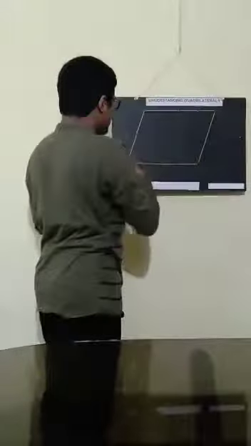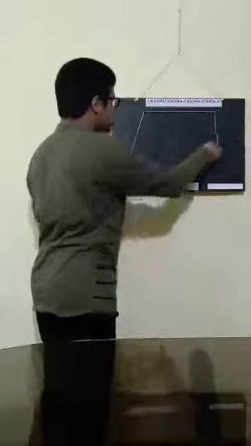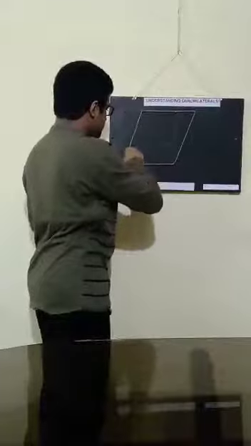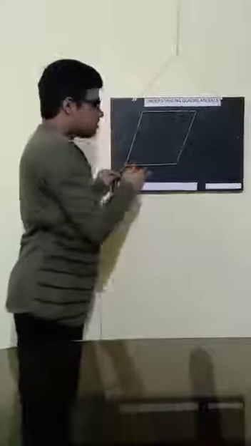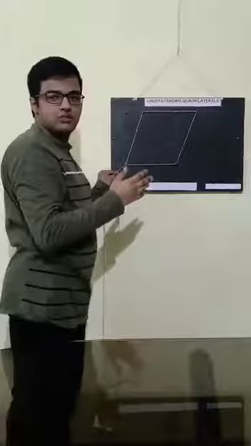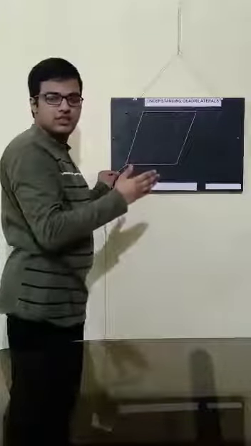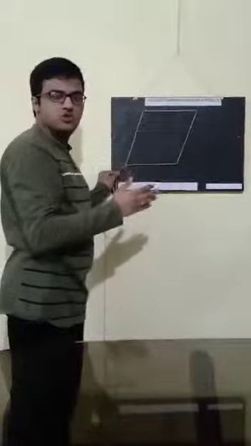Now let us see the special cases of a parallelogram. This is a rhombus. A rhombus is a parallelogram with adjacent sides equal. That is, all sides are of equal length. Now let us see the properties of a rhombus.